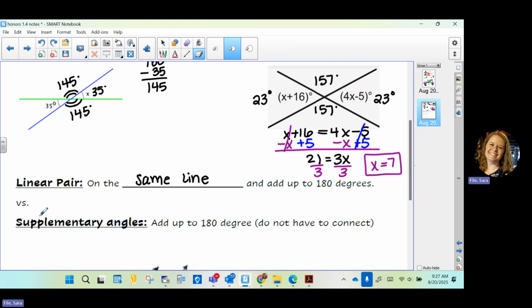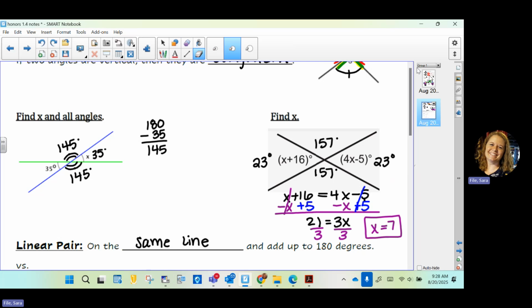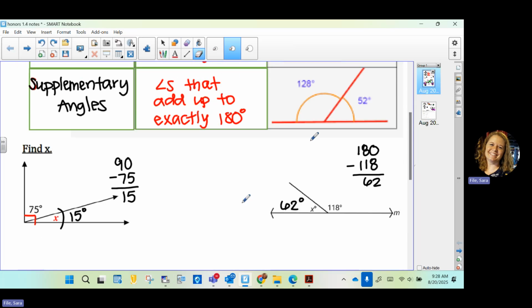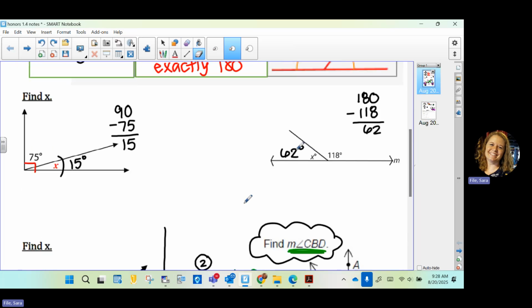Now, supplementary angles add to 180, but it doesn't have to be only 2. It can be 3 angles, like that example we did on the front, and they don't have to connect. The examples that we've looked at today all are connecting. Like these two angles we said are supplementary. They're next to each other. They form this blue line. Okay. Or these are next to each other. They form this green line. Or on the front, the examples that we did, okay, they're on a line together.